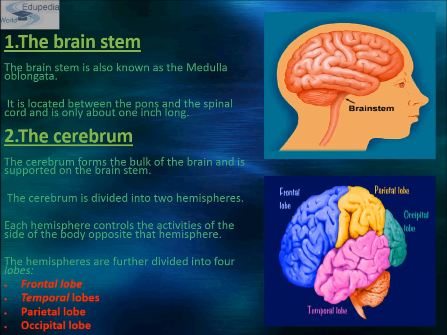This frontal lobe has motor areas on the precentral gyrus for the movement of voluntary muscles. For example, leg muscles, arm muscles, neck muscles, face muscles, eye muscles, and tongue muscles.